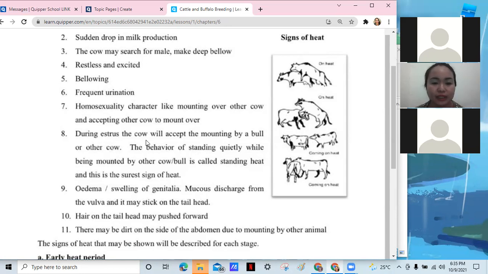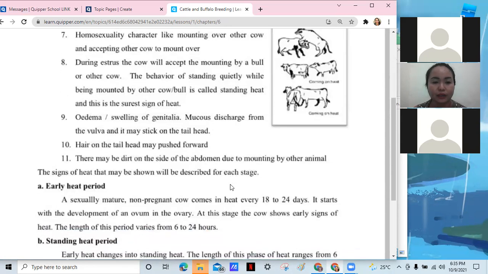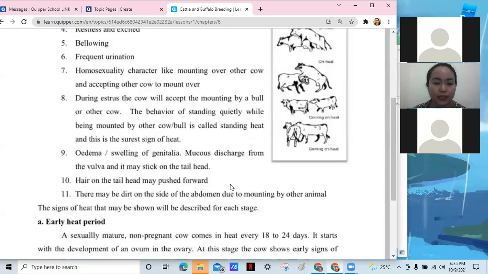And during estrus, the cow will accept the mounting by a bull or other cow. And the behavior of standing quietly while being mounted by other bull or cow is called standing heat. And this is the sure sign of heat. No? So, even kung ikaw is expert na kaana, no? Like kung gunitan lang nimo siya, so ganahan na siya, no?